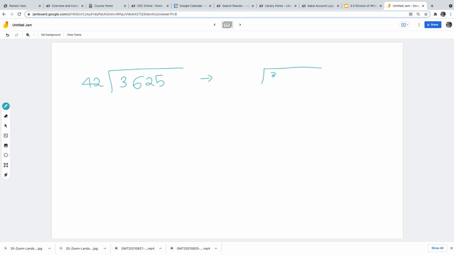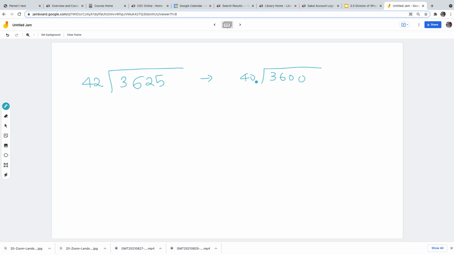3,625 is very close to 3,600 and 42 is very close to 40, and these two numbers are comparable, right? So I think that's good. And because you are rounding down on this number and you're rounding down on this number, it should be good, right?